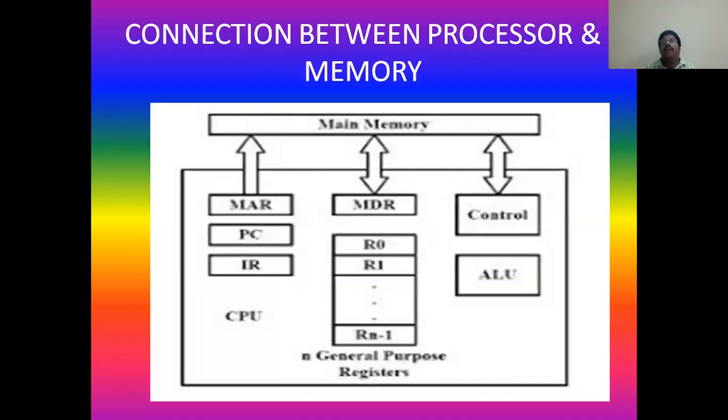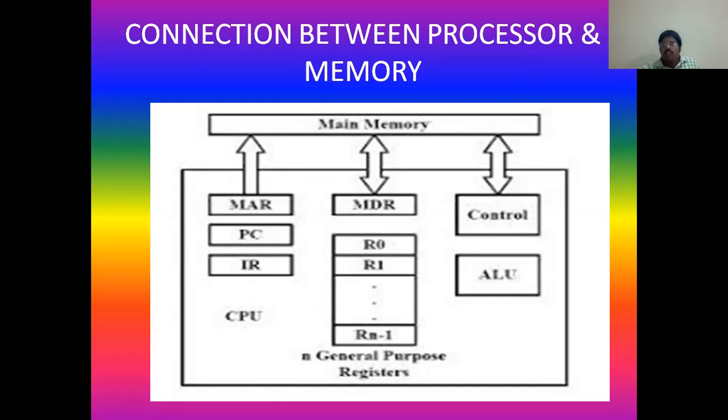Next, this is the main architecture, the connection between the processor and the memory. A processor means the central processing unit. Here see, the control unit and the ALU, ALU meaning arithmetical and logical unit, together will form a processor. So how are the processor and memory going to be connected?